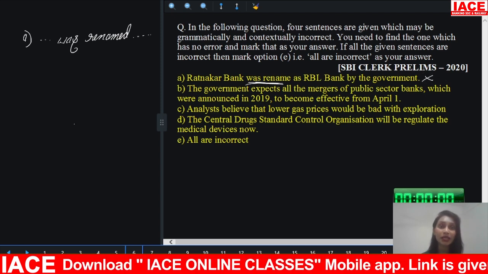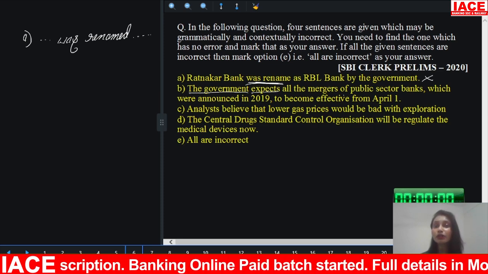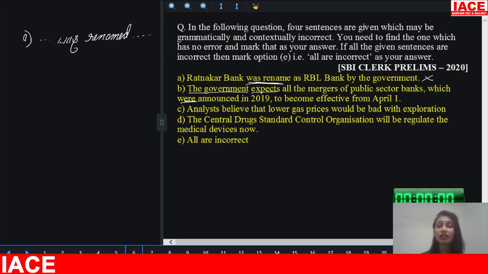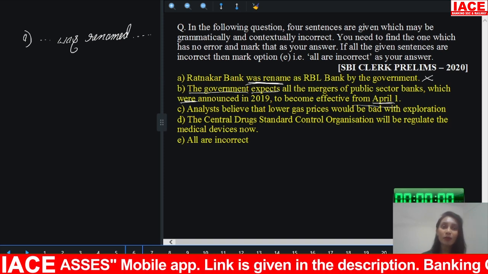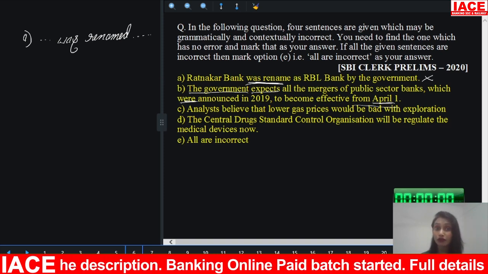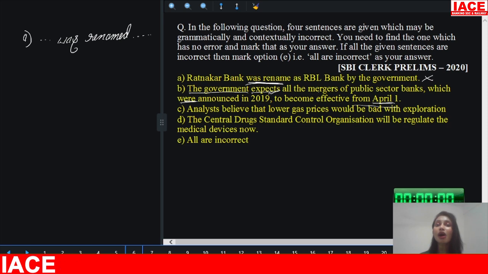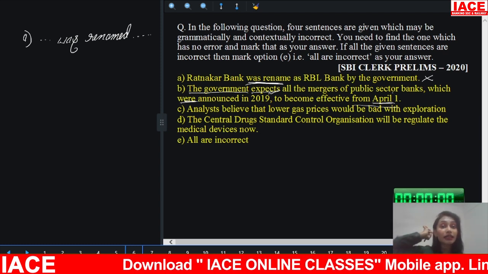Now look at sentence B. The government is our subject, fine, expects all the mergers of public sector banks which were announced in 2019 to become effective from April 1st. Okay, now let's see whether there is any error. The government is our subject, which is singular, so we require a singular verb. Expects, here the verb is singular, in simple present, it is correct. All the mergers of public sector banks, which mergers? Which were announced in 2019. They were already announced in 2019.